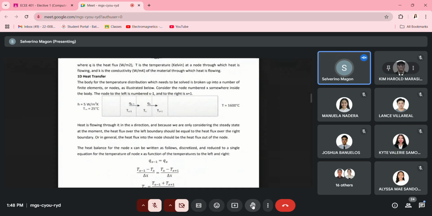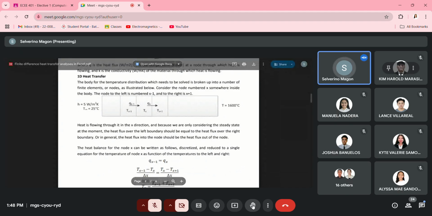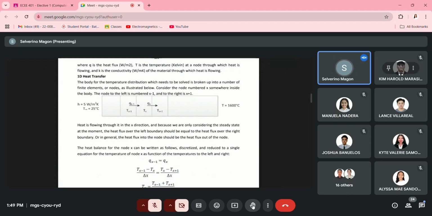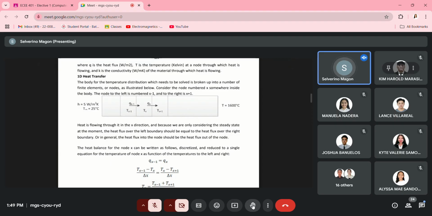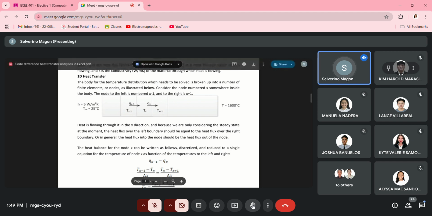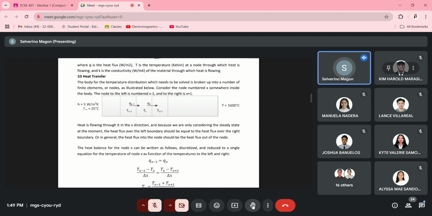So heat is flowing in the right direction, in the x direction, and we are only considering the steady state at the moment. That's why we have to set the spreadsheet in iterative mode, because with these differences in each node, these figures will change over time as we hit each iteration. The access to which, we will see that one later.